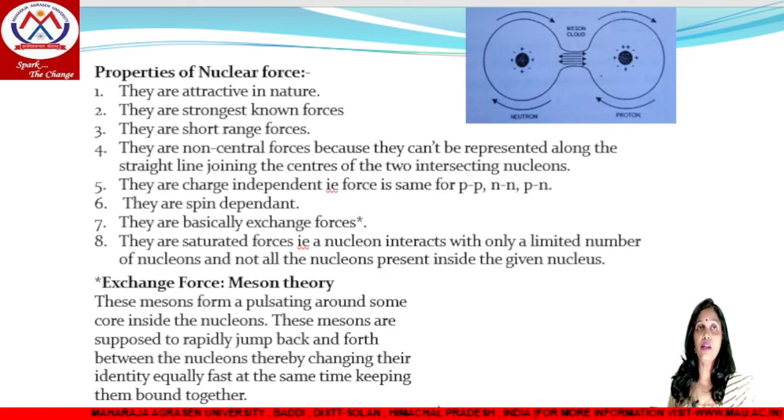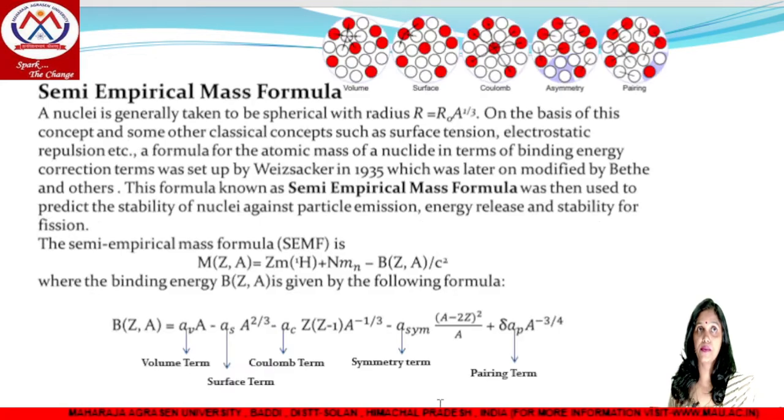I have used the term exchange forces here. Exchange forces can also be known as meson forces. Basically, it is said that nucleons, that is protons and neutrons, are further made up of mesons. These mesons form a pulsating cloud around some core inside the nucleons. These mesons are supposed to rapidly jump back and forth between the nucleons, thereby changing their identity equally fast, at the same time keeping them bound together.